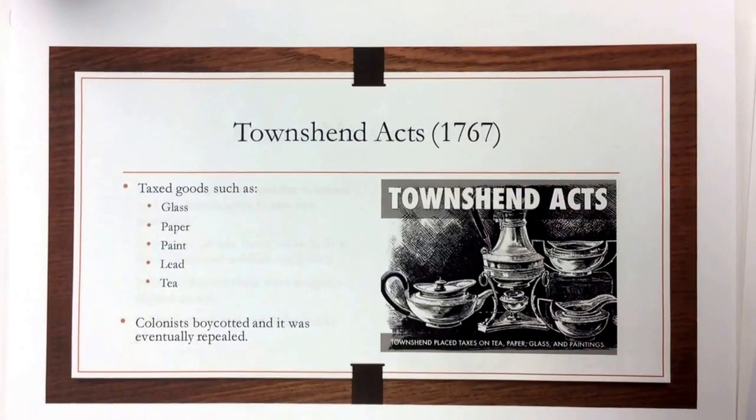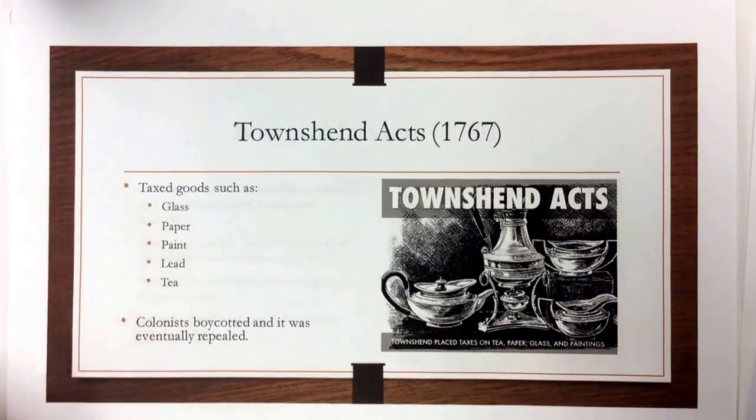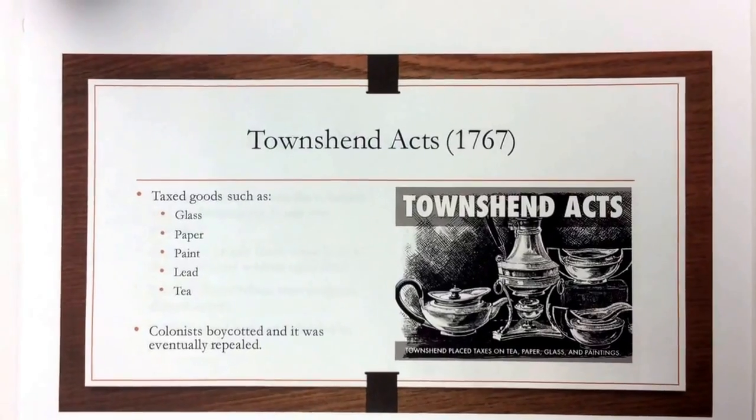The third act that we have is called the Townshend Acts. It was a tax on glass, paper, paint, lead, and tea. So all the things people needed on a daily basis. And again, the colonists are going to boycott it, and it's eventually repealed.